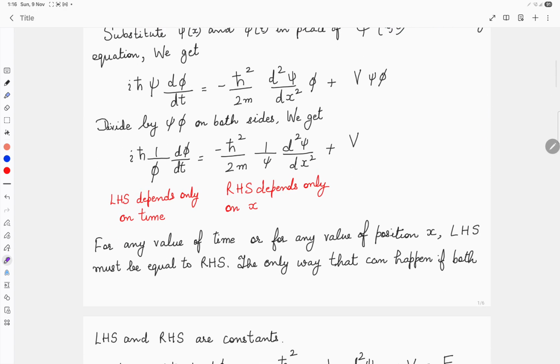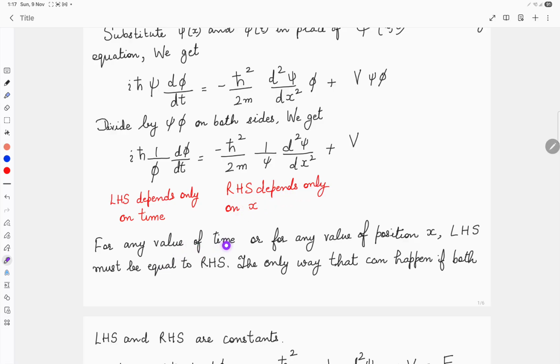Now, taking the solution further, we divide this equation by psi phi. Once we divide it, we will get it equal to this. From here, this psi phi will cancel out. It will take this form. If you see this equation, the left hand side depends only on time and the right hand side depends only on x.